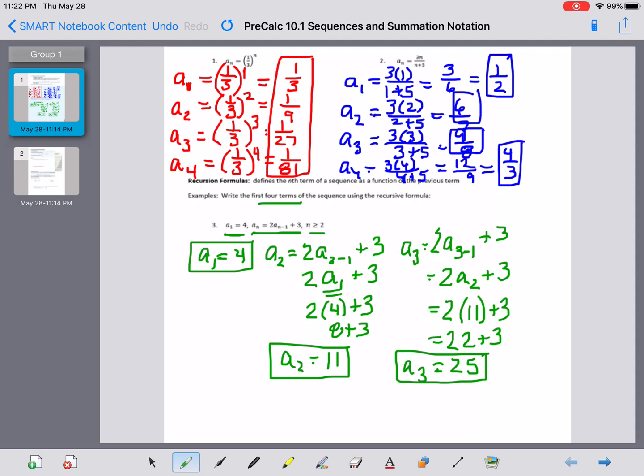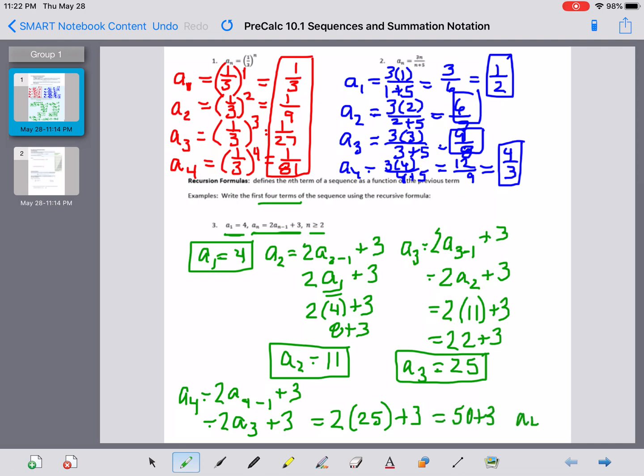Okay, I am going to see if I can squeeze my a sub 4 in here. I'm actually going to probably come across the bottom, so I know I can. So for my a sub 4, I'm going to do 2 times my a sub 4 minus 1, plus 3. So I'm going to get 2 times a sub 3 plus 3. When I look back up at my a sub 3, it was 25. So I replace a sub 3 with 25, and I'm going to get 50 plus 3. So my a sub 4 here is 53. So this is a recursive formula where you use one of the terms before.